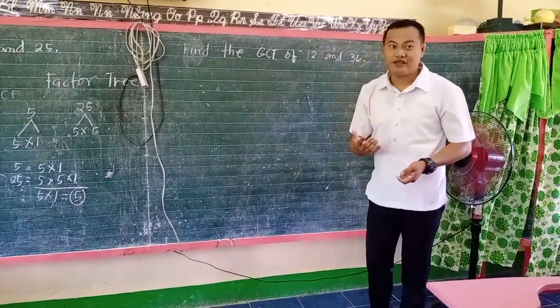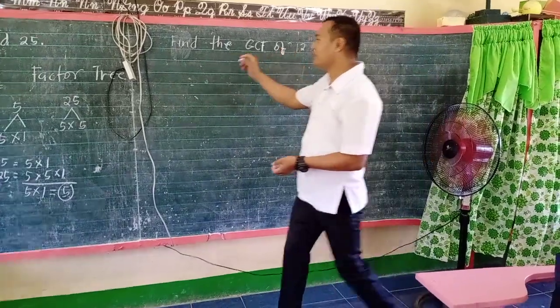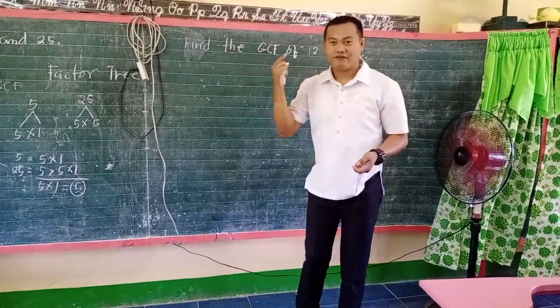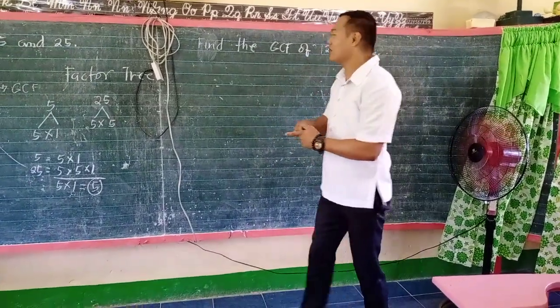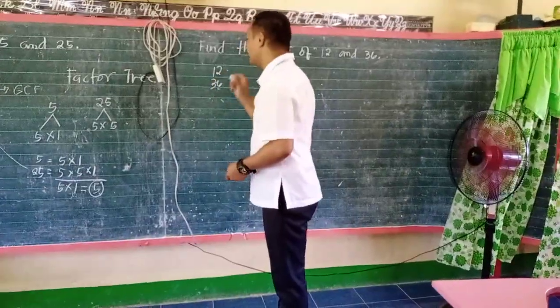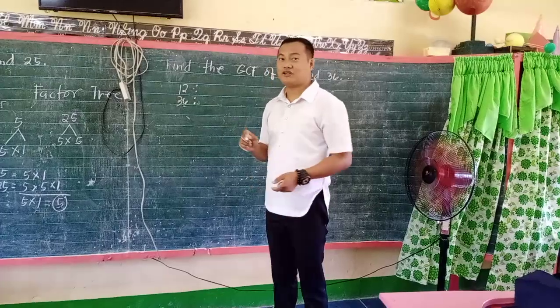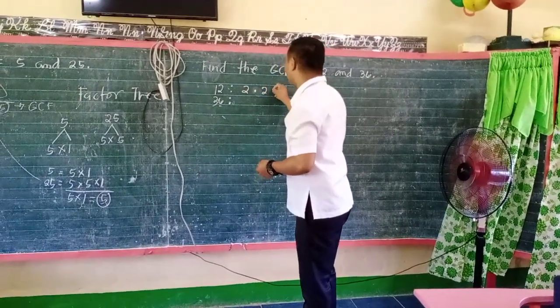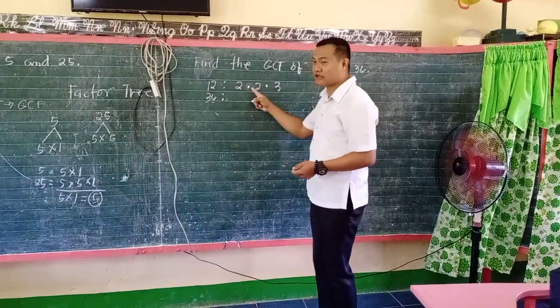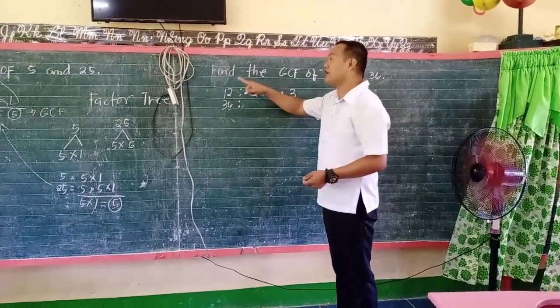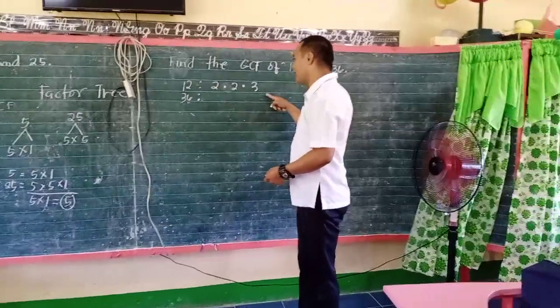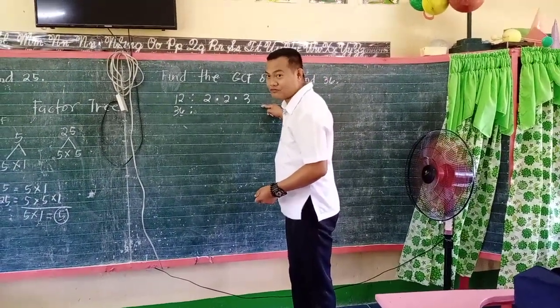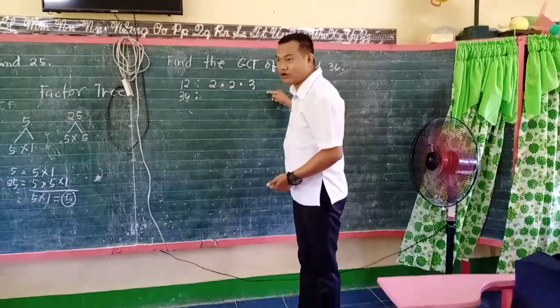So again, following the definition of the greatest common factor, we list down the prime factors of the numbers 12 and 36. Okay, so by trying to list down the factors of 12, what are the factors of 12? Very good, that is 2 times 2 times 3. Getting the product, 2 times 2 is 4 times 3 is 12. Again, these are the factors of 12 in its prime factor.